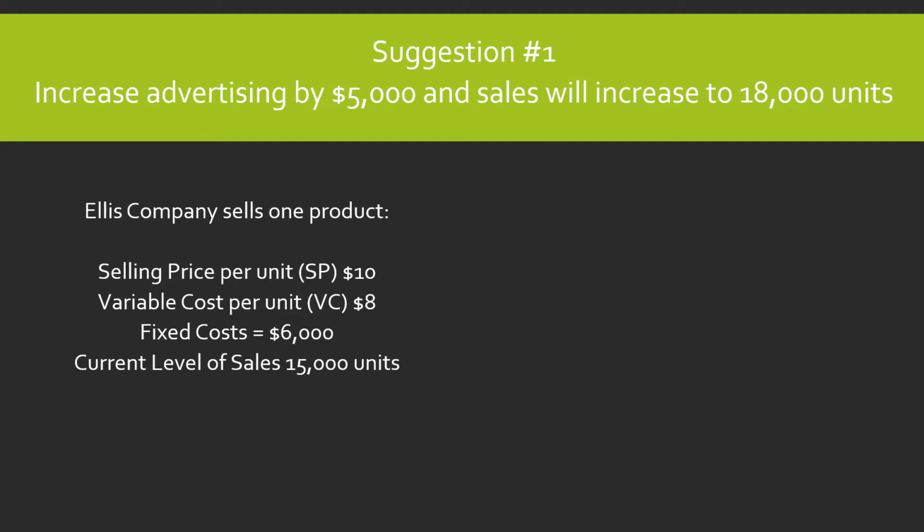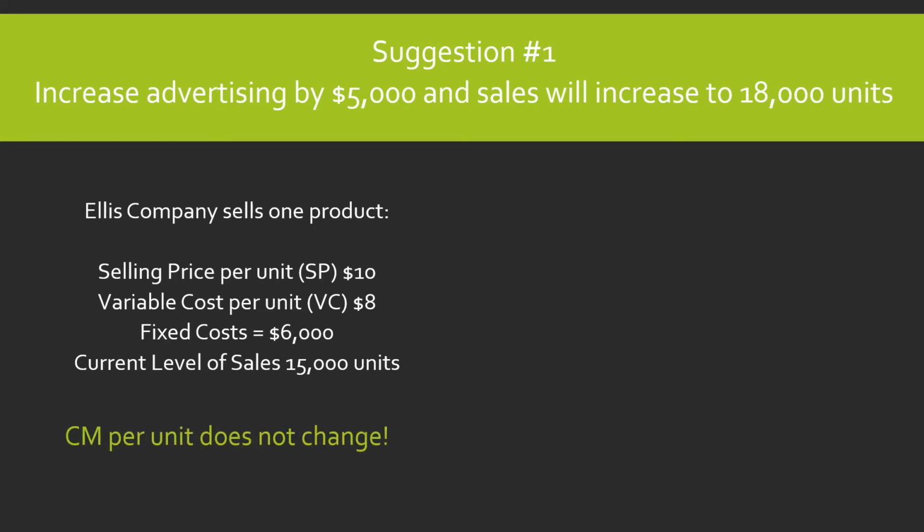So let's look at suggestion number 1. Increase advertising by $5,000 and sales will increase to 18,000 units. So looking at our current information before we make any changes, selling price of course is $10 a unit, variable cost $8, fixed cost $6,000 in total, current level of sales 15,000 units. So I need to know, first of all, does contribution margin per unit change? And contribution margin per unit is selling price minus variable cost. There's no mention in this suggestion of changing the selling price or the variable cost. So my contribution margin per unit doesn't change.